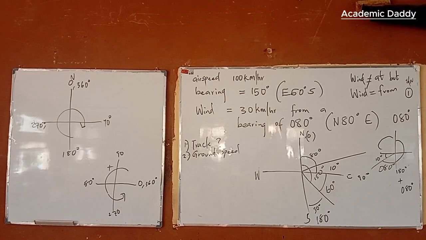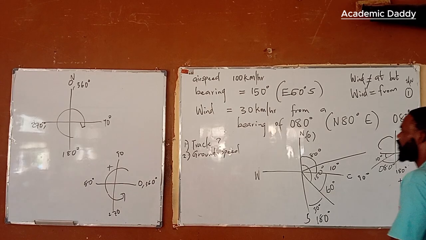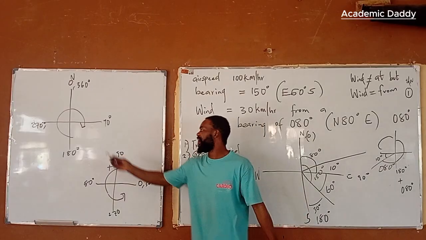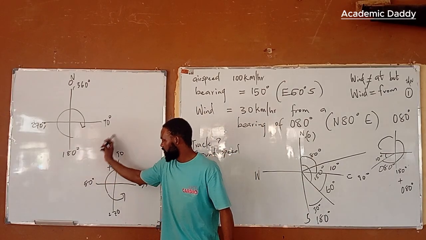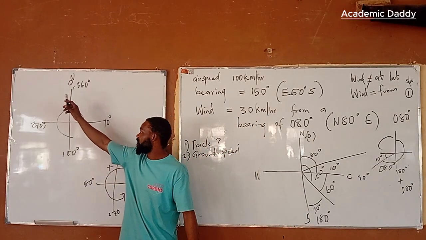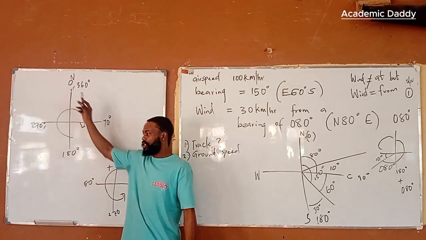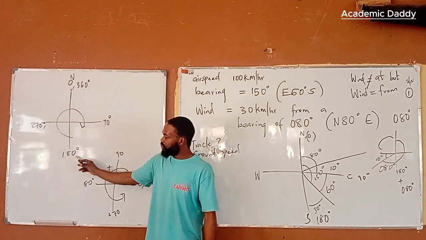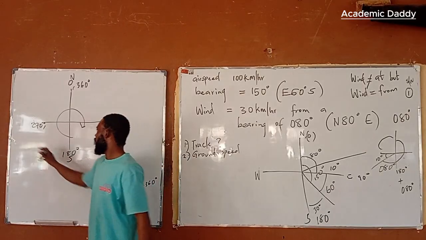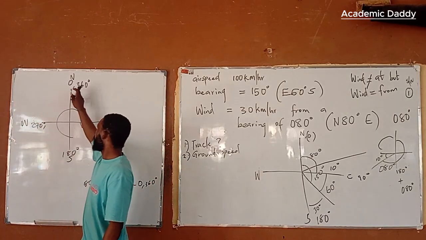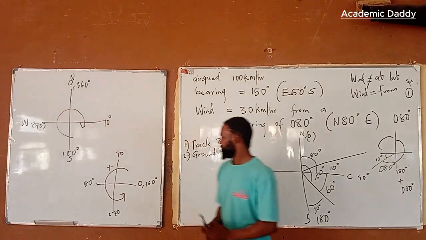Well, let's go again. Please, up to this point, do you understand how bearing is gotten? Yes. That is, bearing starts from north to be 0, east to be 90, south to be what? And west to be what? North. That means north is also 360.